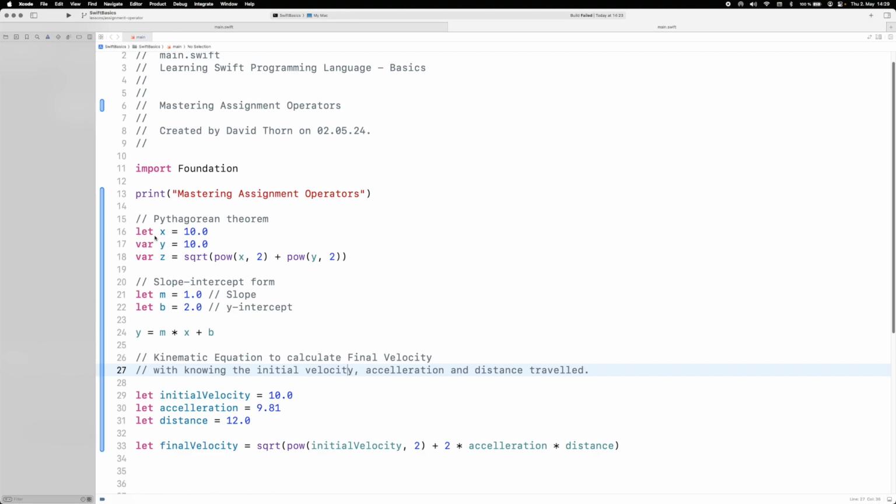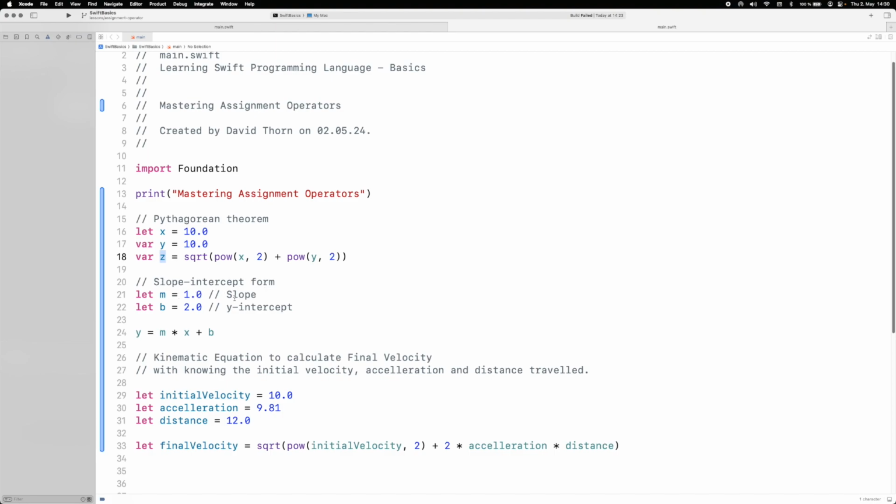And let's just forget about the lets and vars here right now. We see that x is equal to 10.0, y is equal to 10.0, and then z is equal to the square root of x squared plus y squared. z then equals the length of the hypotenuse of the triangle, if x is one side and y is the other side. Let's look at the slope-intercept form.